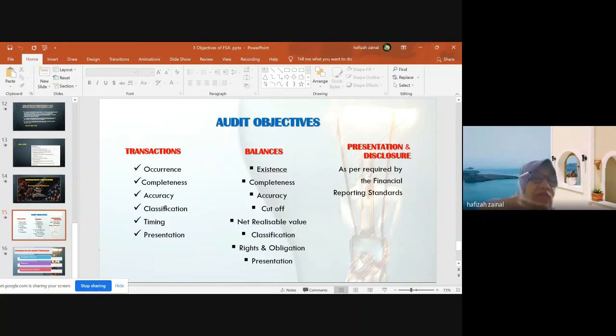Timing refers to completeness as well. At what time do you want to capture? Timing differences. And of course, presentation is the format, how to present and disclose and so on. In terms of the balances, cutoff is also referred to completeness. That means the proper cutoff date, especially year end, we will check the cutoff. Net realizable value is actually referred to valuation.